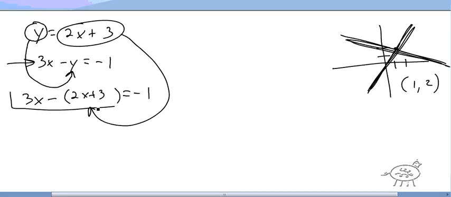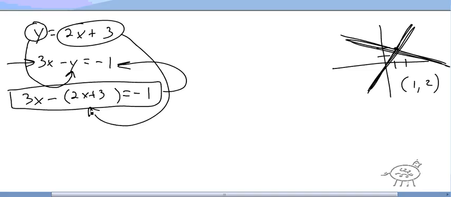If you notice, this equation is really this equation right here. It's 3x minus y, and again the y is 2x plus 3, equals -1. That's why they call it substitution, because I'm substituting the variable I already solved for into the second equation.